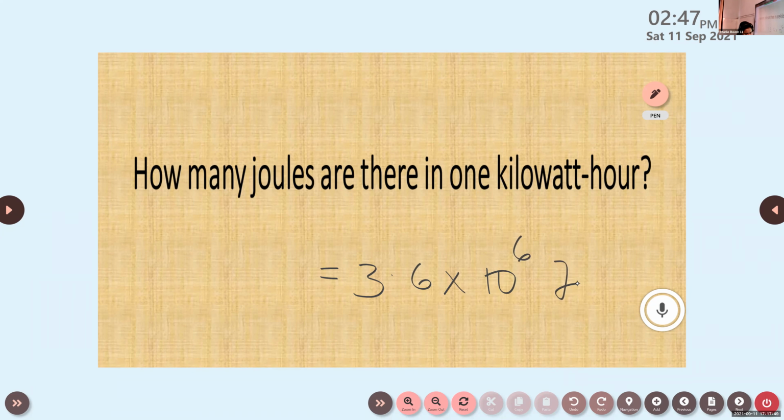Is it from boys? Yes, ma'am. Okay. 3.6 into 10 raised to 6 joule. Not 10 raised to 19. 10 raised to 6 joules. Okay. Anyway, the point goes to boys.